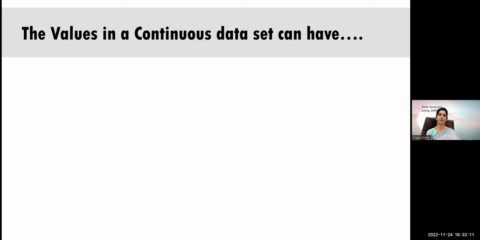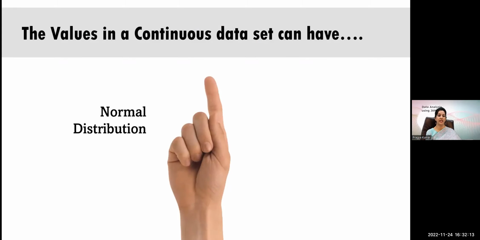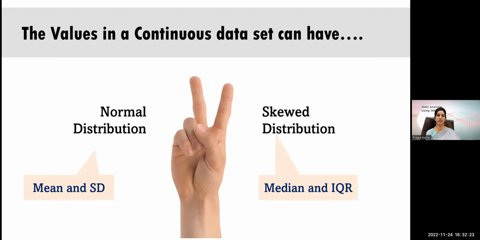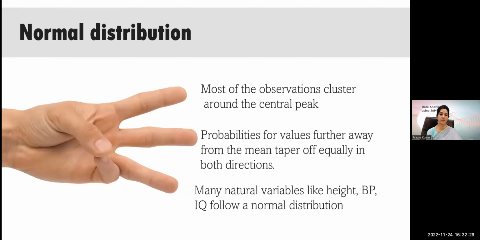So the values in a continuous data set can have a normal distribution or a skewed distribution. If it is a normal distribution, we express it in the form of a mean and standard deviation. If it is a skewed distribution, we express it in the form of a median and interquartile range.